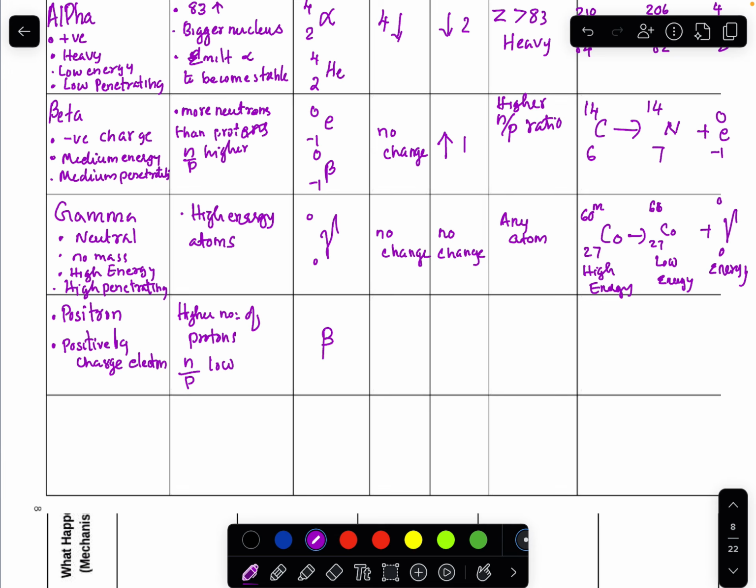Okay, symbol, we can use the same symbol. It's +1 0, or you can also write E +1 0. So what will happen? Mass number, there will be no change because it is 0, but 1 is emitting, so atomic number decreases by 1, usually by low NP ratio.